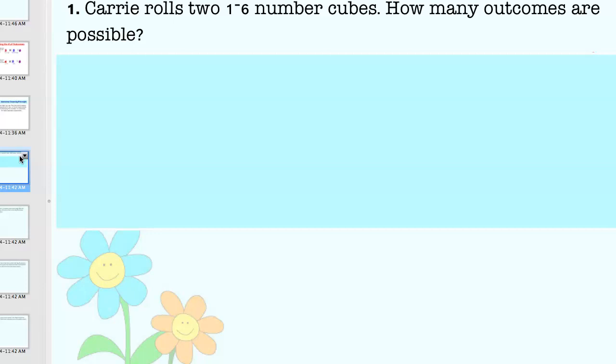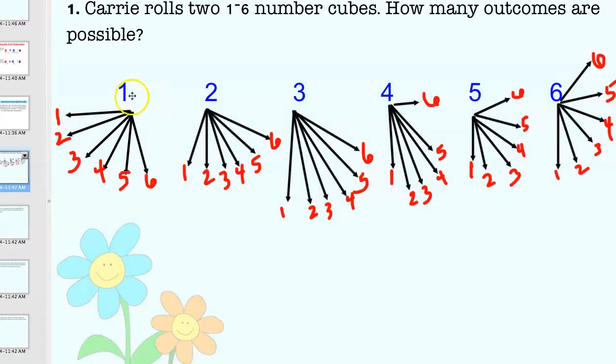So they're numbered 1 through 6, and I want to know how many outcomes are possible. If I were to use the method that we used yesterday, I would write out 1 through 6. On my first roll, I could get a 1, a 2, a 3, a 4, a 5, a 6. Then on my second roll, I can also get 1 through 6. So I made a tree diagram. I could roll a 1 and then a 1, a 1 and then a 2, a 1 and then a 3, a 1 and then a 4, and so on and so forth.